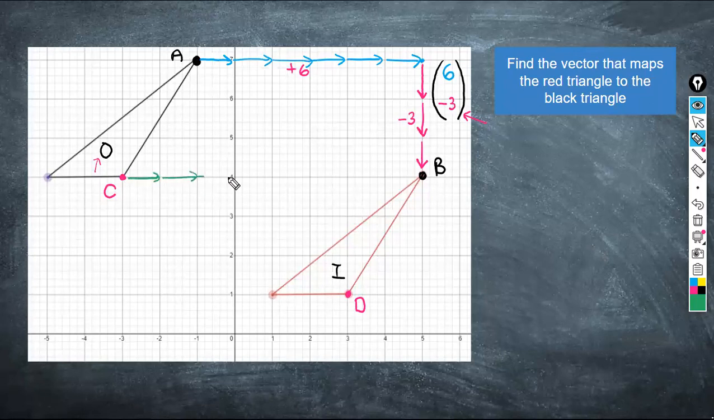1, 2, 3, 4, 5, and 6. See, we end up moving positive 6, well, 6 to the right. So it's a positive value. And when we move downwards, 1, 2, and 3, that's minus 3 because we moved downwards. So you're still going to get what? 6, minus 3, right?